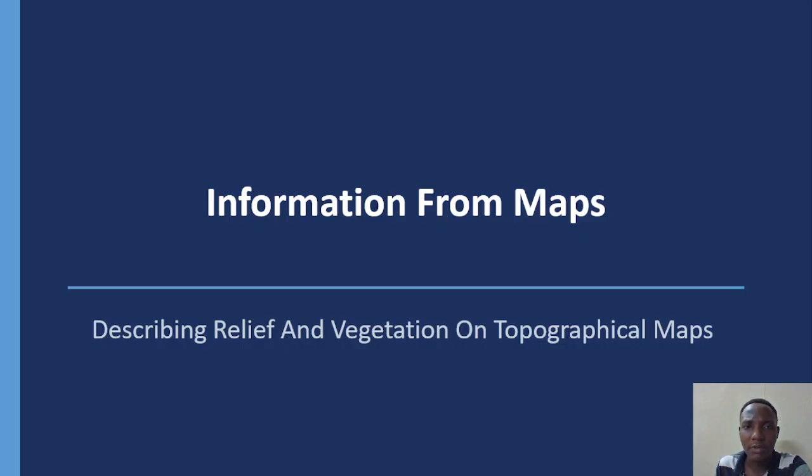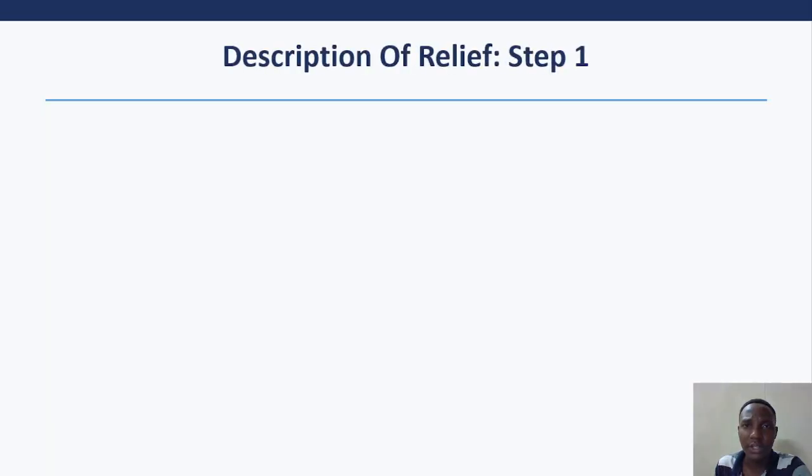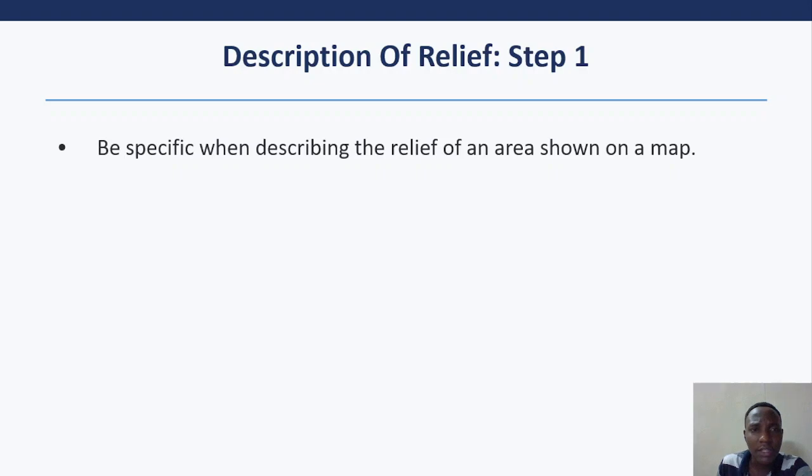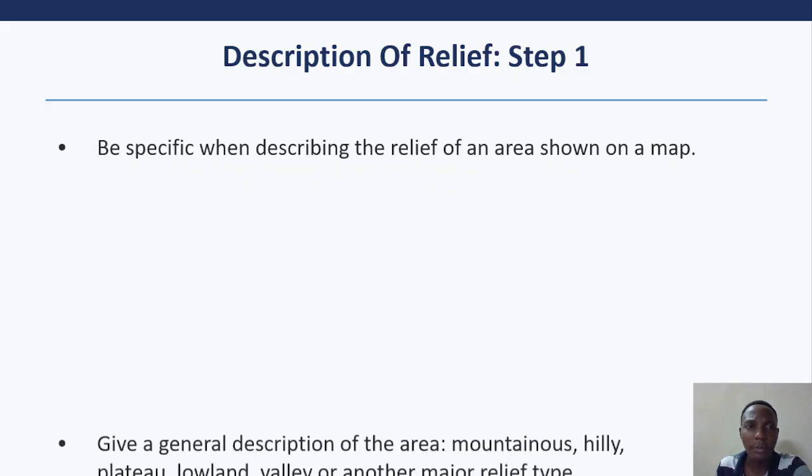Starting with the first part, describing relief on topographical maps, we'll see the various steps that you can follow to describe the relief features. Starting with the first step, here are the points that you have to note. The first one: be specific when describing the relief of an area shown on the map. You have to be clear when you're describing the kind of relief that is shown on the map.